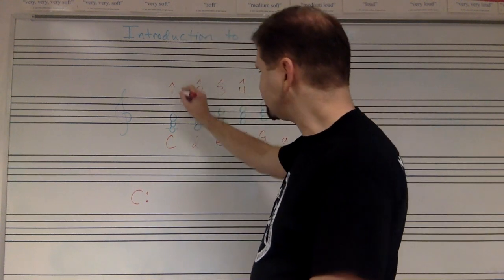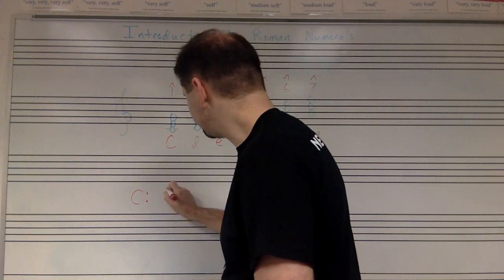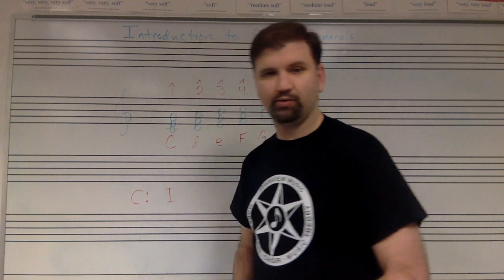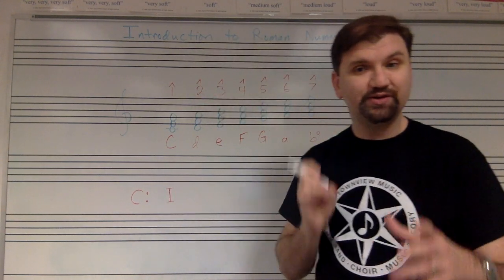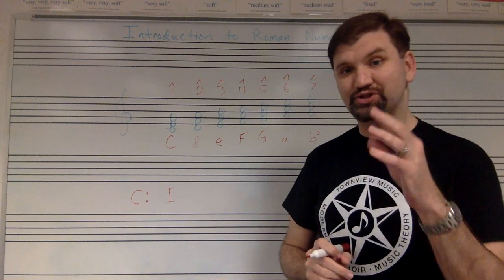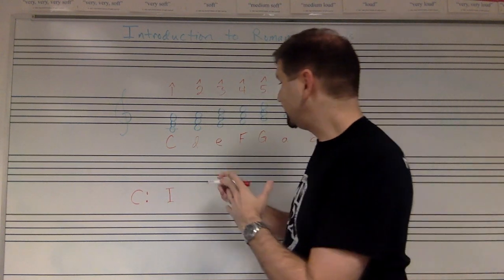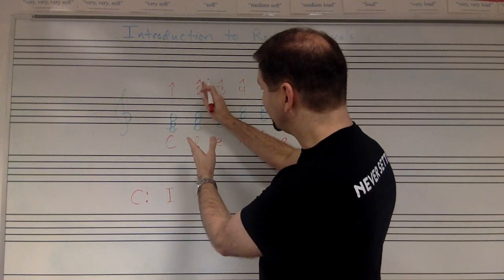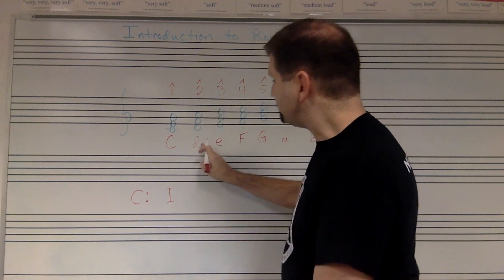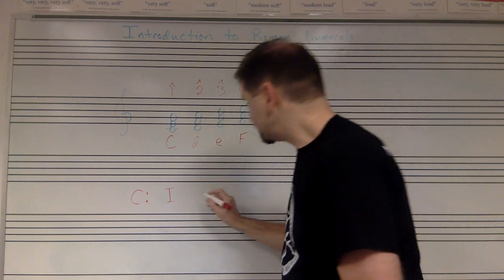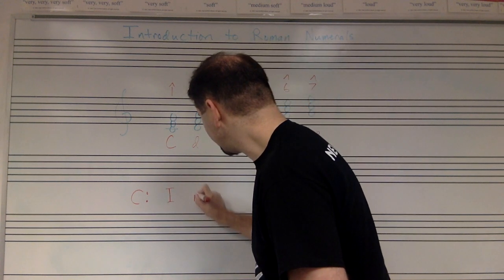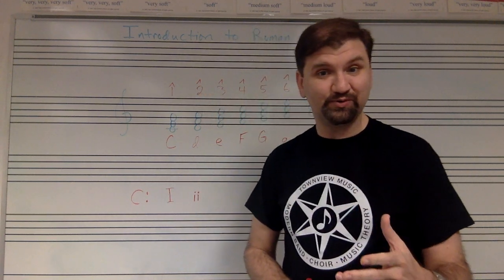And the first note is a major 1 chord. So in Roman numerals, I use the capital I to show 1. The second chord in the scale is a minor chord. So I use 2 lowercase i's to show a minor 2.